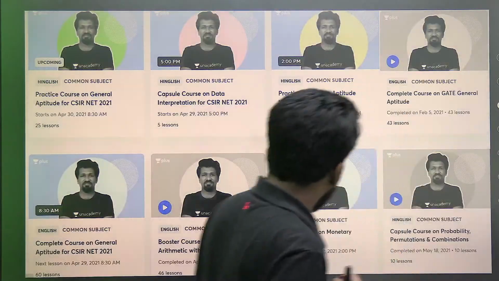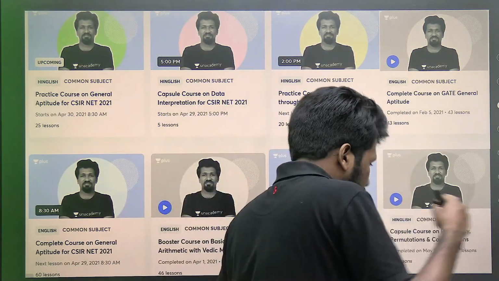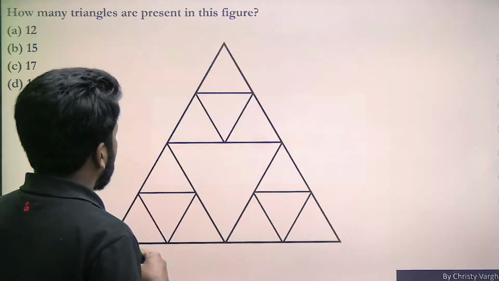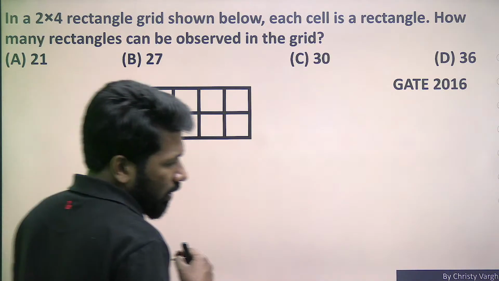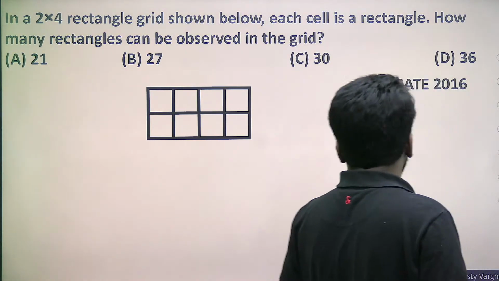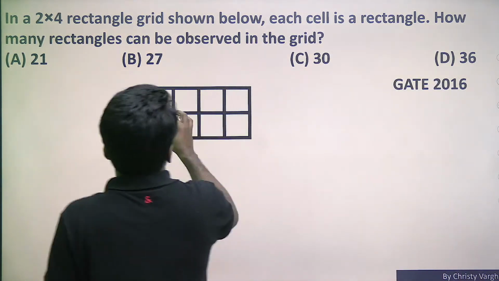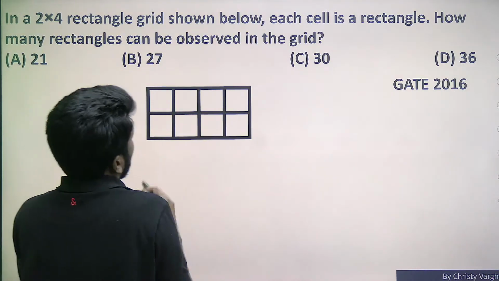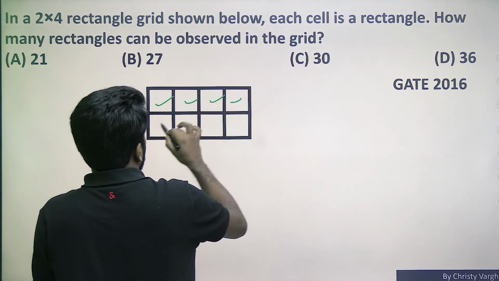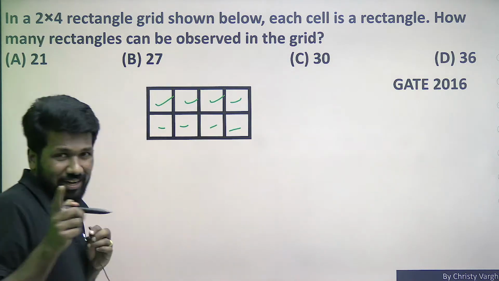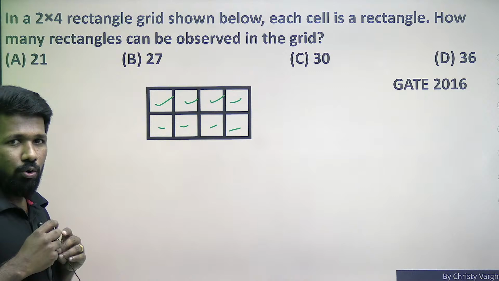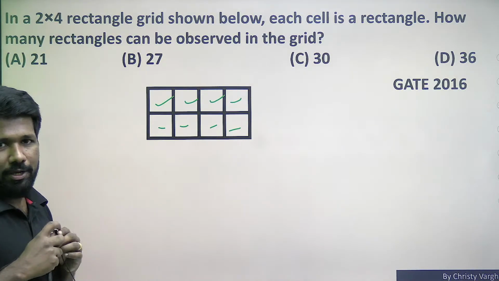Then let's come back to the question we were discussing. How to do this question? Either you can manually count it. Manual counting is possible. How can you count it? The question is asking about a 2 by 4 rectangular grid. How many rectangles? Rectangles means 1, 2, 3, 4, 5, 6, 7, 8. These are also rectangles. Please remember, all squares are rectangles. Unless non-square rectangles are specified, you should count squares also.